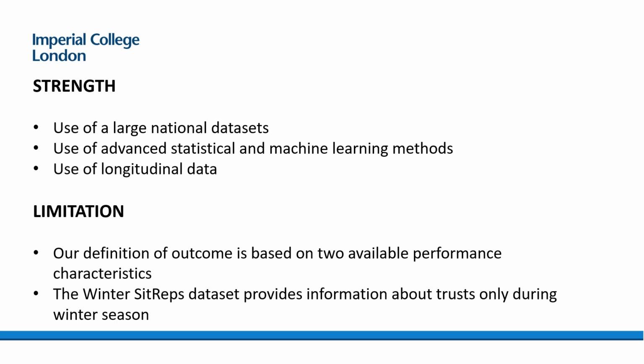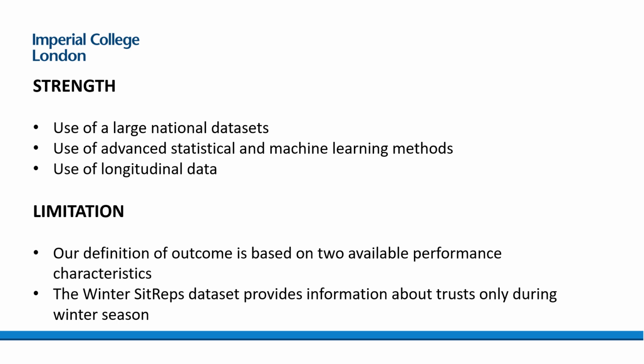Another strength is the use of advanced statistical and machine learning methods. The advantage of generalized estimating equation is the consistent and unbiased estimation of parameter standard errors, while the boosted multivariate trees method has been shown to be highly flexible and resistant to overfitting in high dimensions. And finally, the use of longitudinal data provides a better understanding of changes in outcome over time across units and has more power than cross-sectional studies.